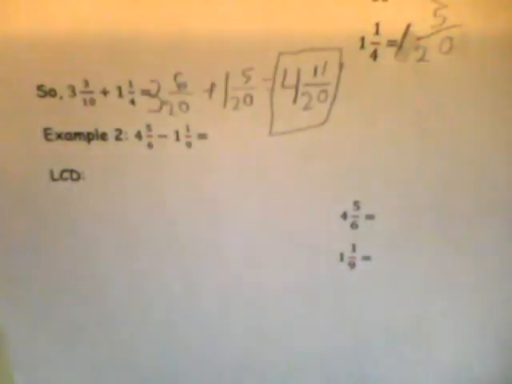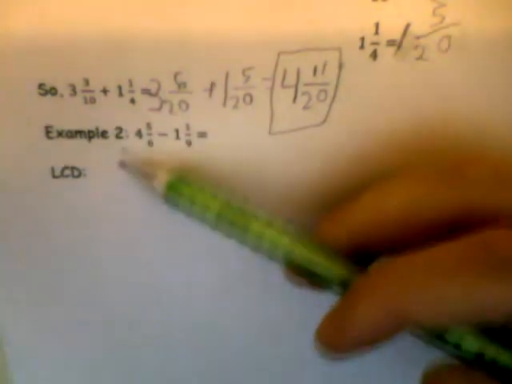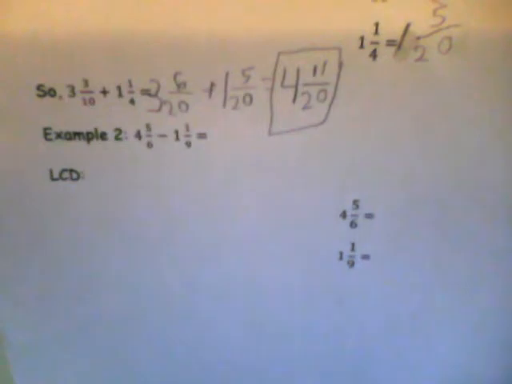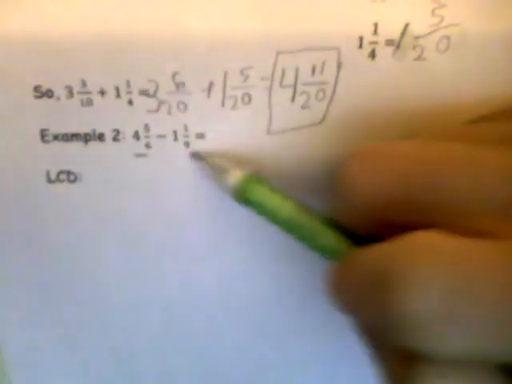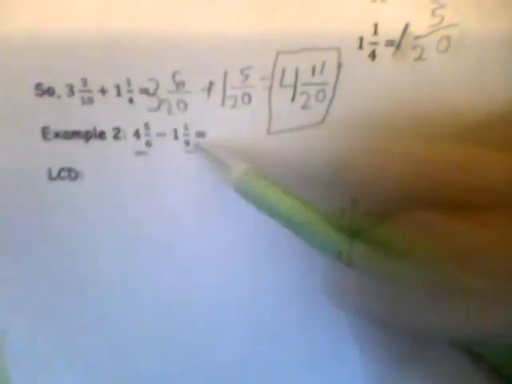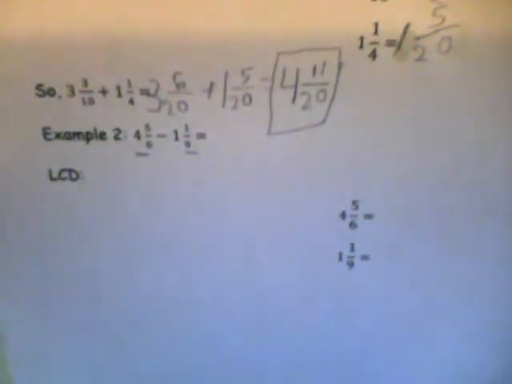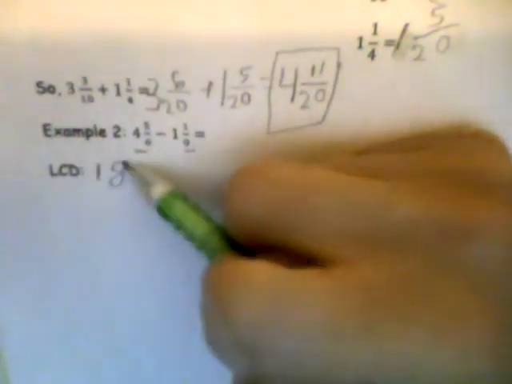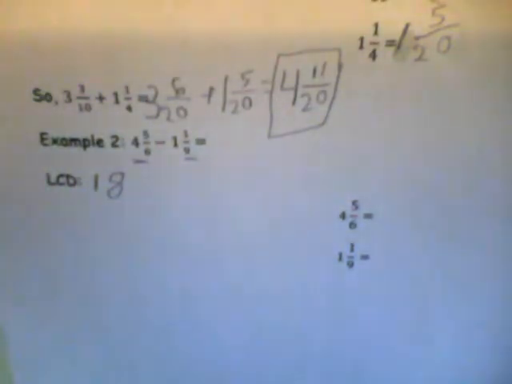So for this example, we have 4 5/6 minus 1 1/9 is equal to, and we're trying to figure out this subtraction problem. So again, the first thing I've got to do is look at just my fractions. So I have 5/6 and 1/9. My lowest common denominator is going to be 18 because 18 is the lowest number that both 6 and 9 go into.